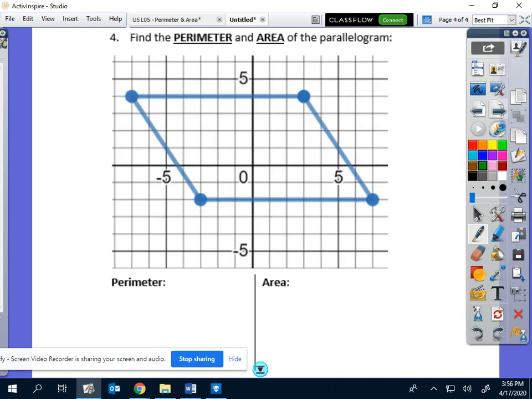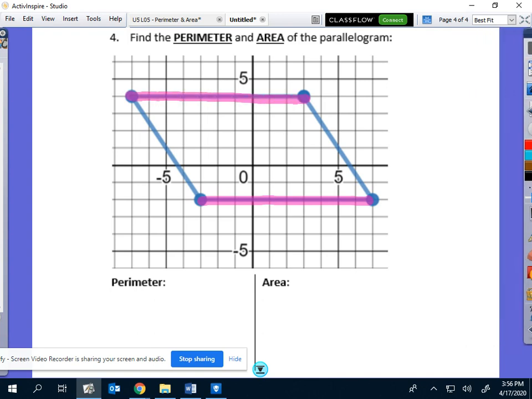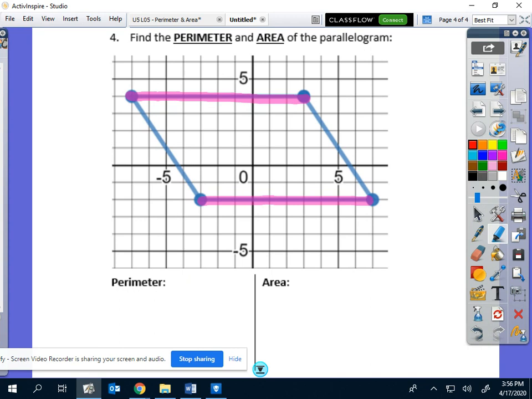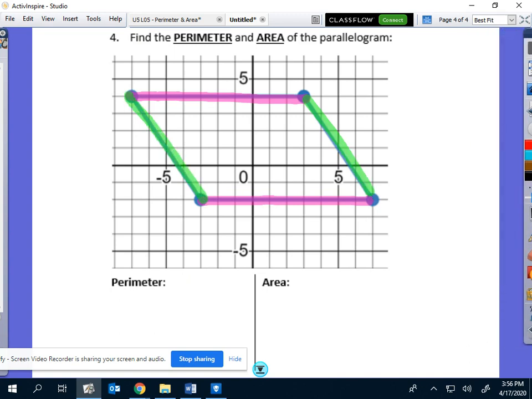Last question is a parallelogram. In this case, we can count some of these. We can count the length of these guys, right? And those are fine, but we'll have to do a little bit of math to actually calculate the distance of our leaning or diagonal lines. Okay, so that's for perimeter.